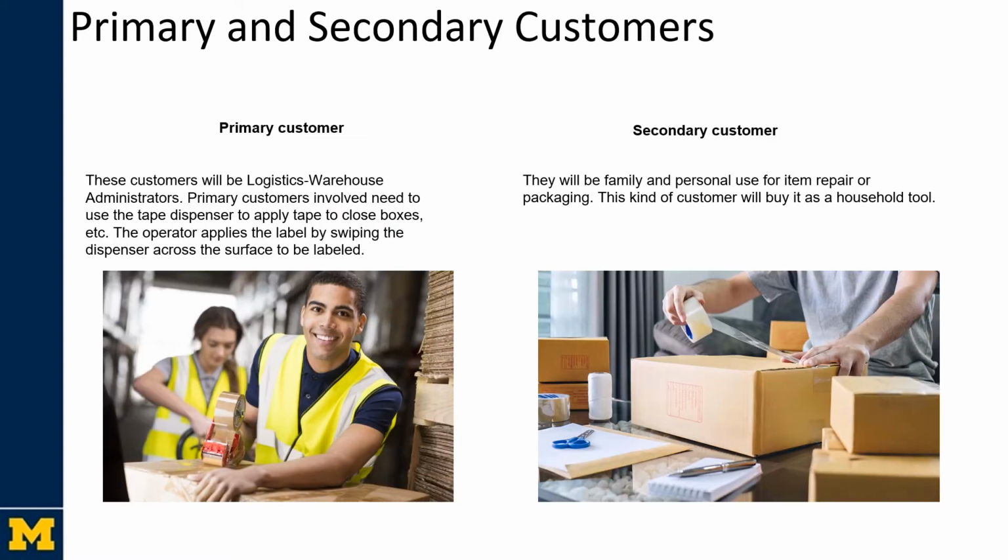Taking a look at who would use this product, we've identified the primary customer as logistics warehouse administrators, where the workers within those warehouses would be using the tape to form and close boxes, as well as applying labels to the tops of those boxes. And then our second customer was identified as family or personal use for item repair or packaging, such as when a family moves.